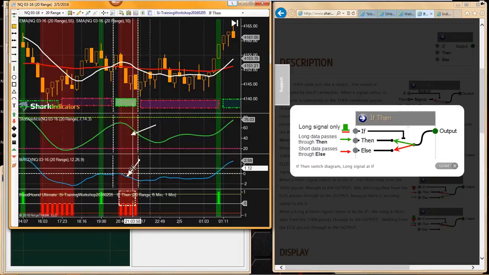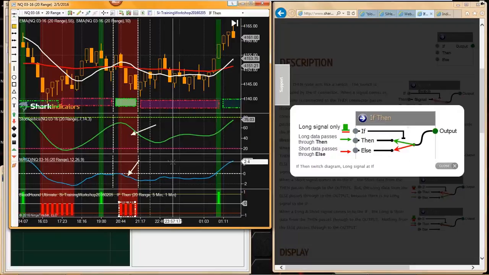Now the MACD is below the zero line, so it is generating some short signals. So these short signals here are coming from the MACD. And if we look at our switch over here, if we look at our graphics, right, short signals from the MACD are passing through the else to the output.